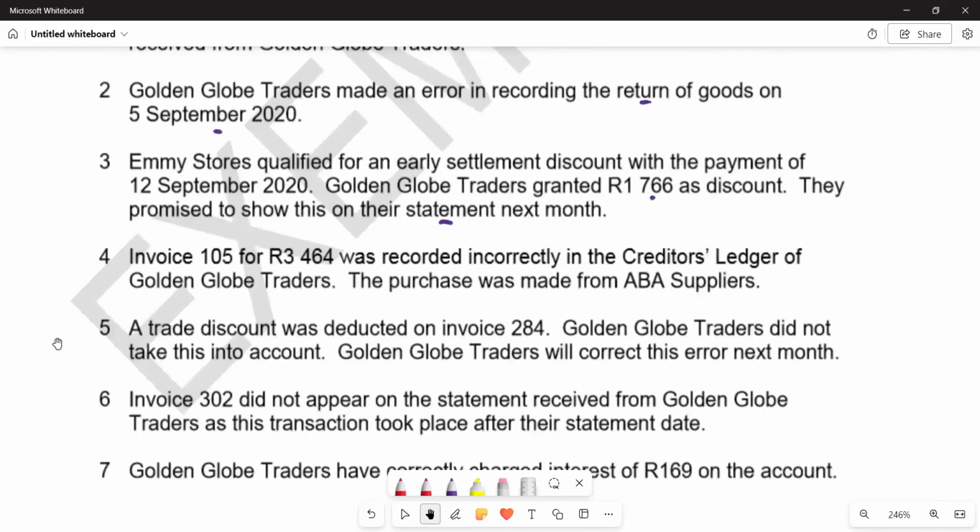On 4, it reads: invoice 105 for 3,464 was recorded incorrectly in the creditors ledger of Golden Globe Traders. The purchase was made from ABA suppliers. So this error is in the creditors ledger, which means our statement is correct. So we check in the statement invoice 105.